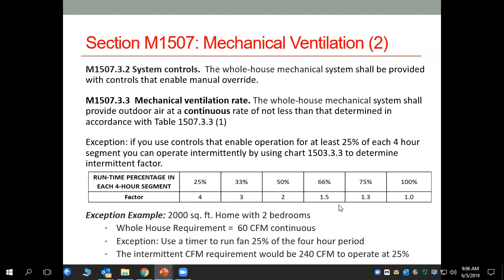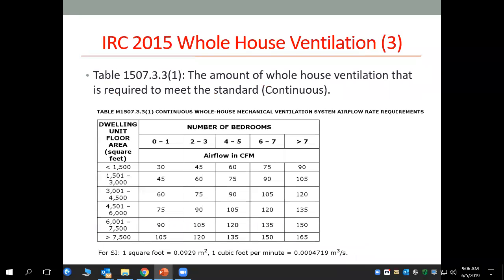Put an example down here: 2,000 square foot, 2-bedroom, again, the 60 CFM. If you run the timer at 25%, multiply that times 4, that's 240 CFM under the intermittent operation. In other words, you're going to need a fan that delivers 240 CFM during that ventilation runtime, which is difficult to do consistently. All right, the IRC, their chart is the 2010 ASHRAE chart. No difference, same numbers, same chart, just as something to know.